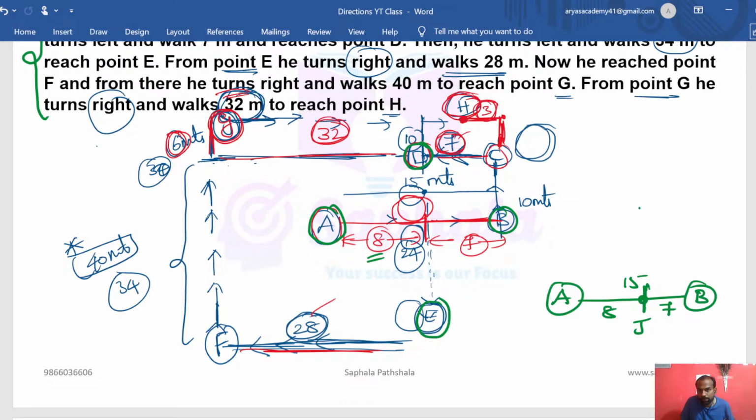Where is D? Here it is, D. And where is E? Here is E. D and E are also in a straight line. What is the distance between D and E? 24 plus 10, 34 meters. This portion is 10, the remaining portion is 24. See what I have written, we have shown 24 and 10. So the total distance between D and E is 34 meters, right?